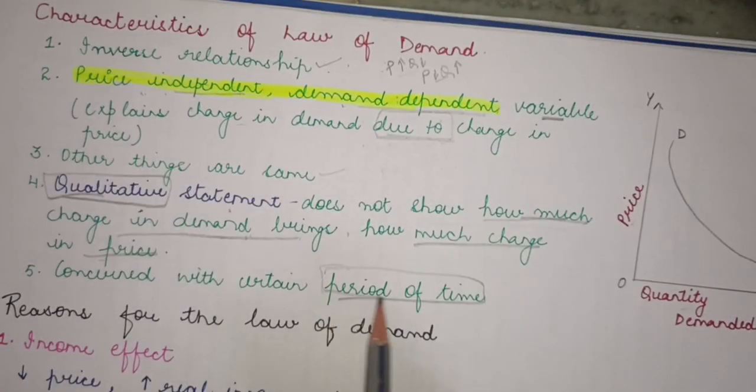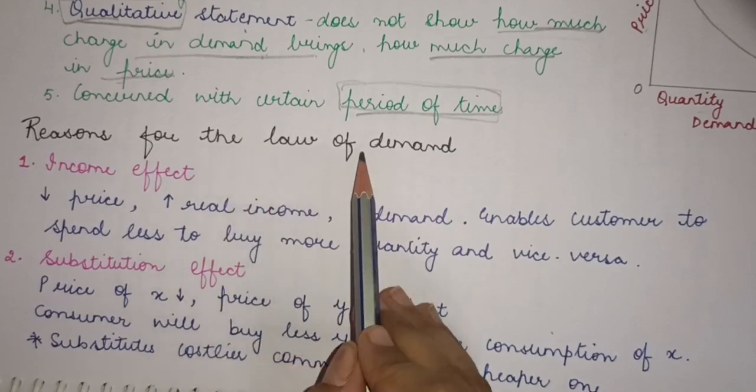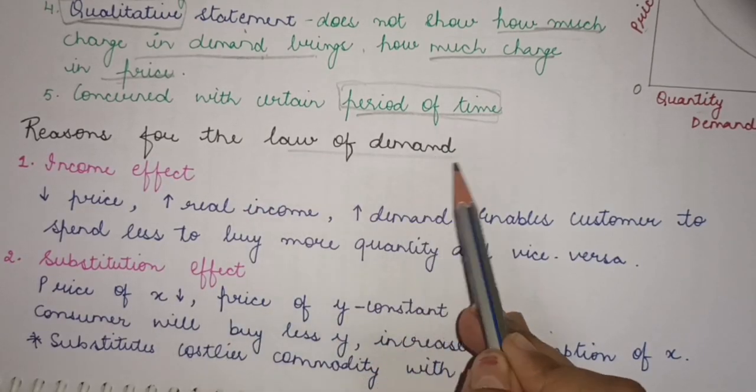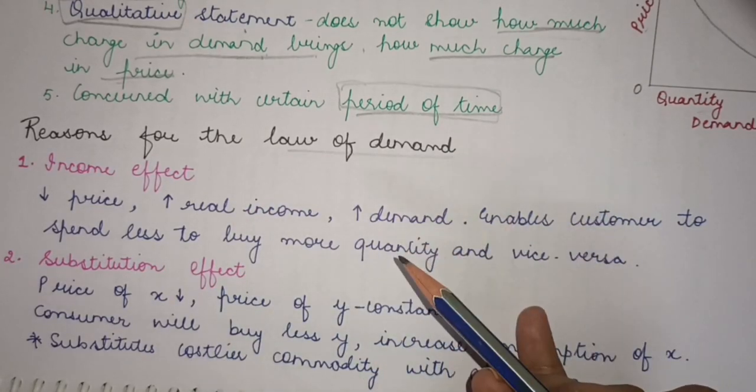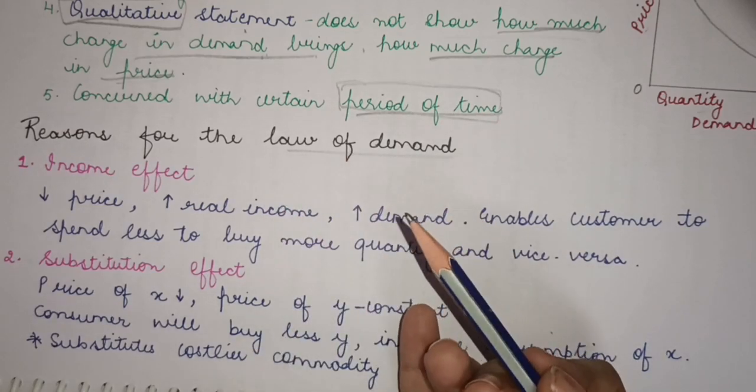It is concerned with a certain period of time. Now, there are certain reasons due to which the law of demand works. We know that when price will increase, demand will decrease, and when price will decrease, demand will increase. But then again, why? Why does this happen?